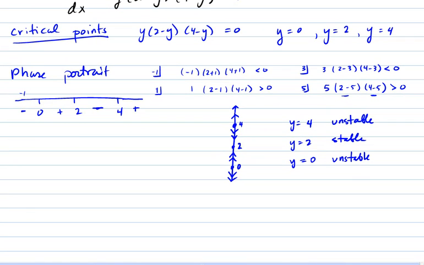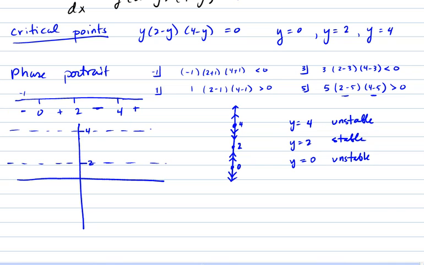Now let's see our sample solutions. I'm going to draw them here. I know that at 0, at 2, and at 4, if the solutions start there, they end up there. So I'm going to draw these lines to remember that not much happens, or nothing happens on 2 and 4 and 0. And if I were to start above 4, I would have to continue to increase. So we'll just have something like this.